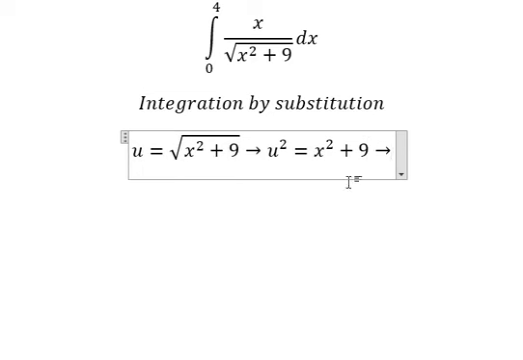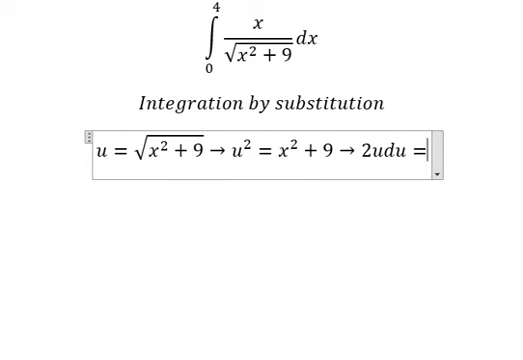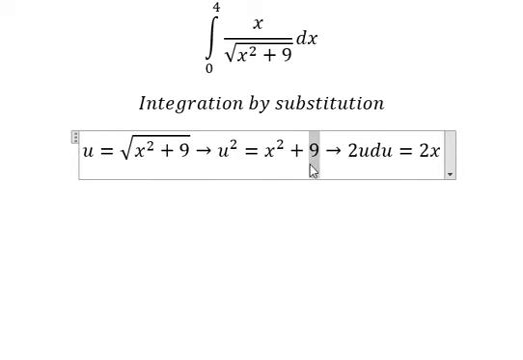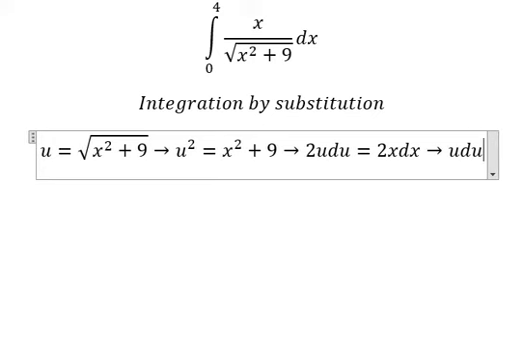Next, we do the first derivative for both sides. First derivative of u square, we have 2u. This one, we have 2s. This one is the constant, so you get 0. Later, we divide both sides by number 2.